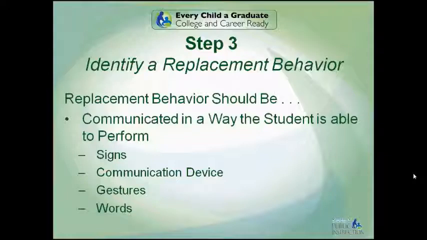So when we're identifying a replacement behavior, we need to make sure that it's communicated in a way the student is able to perform. In the case study, it was a student that could use verbal language, so they could have taught that student to say, I need my headphones right now. But because they knew there was some difficulty with the student's verbal communication, and that the student was under stress and anxiety because of the noise level, we can't access difficult skills when we're stressed out.